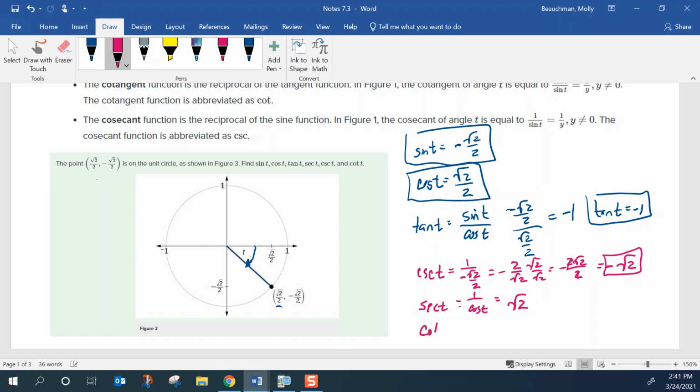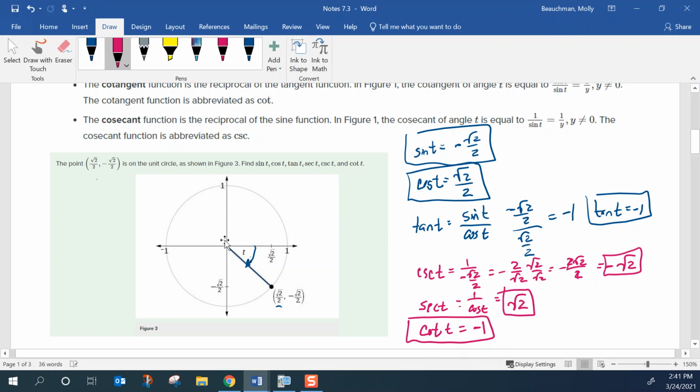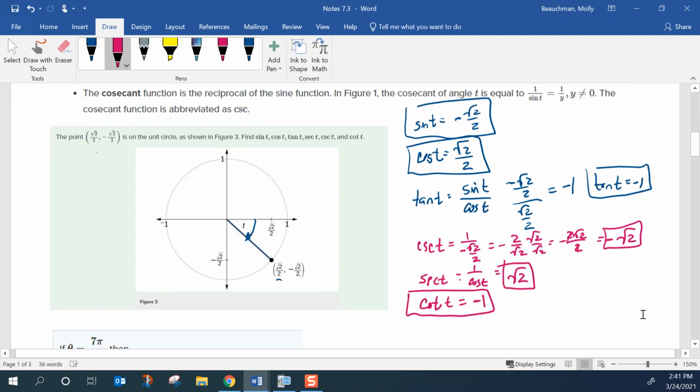Then the cotangent is the reciprocal of the tangent. So the reciprocal of negative 1 is negative 1. So those are the 6 trig functions of the angle given the coordinate on the unit circle. Because since I know that the coordinate corresponds to the cosine and the sine, I can get everything else.